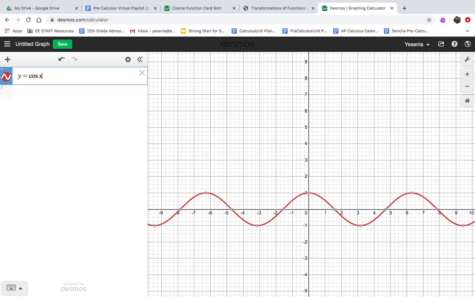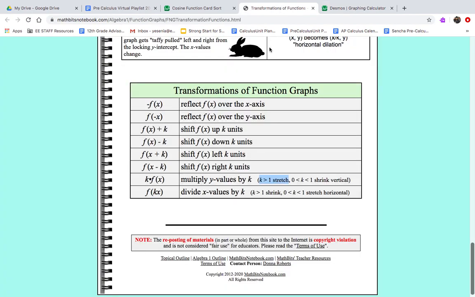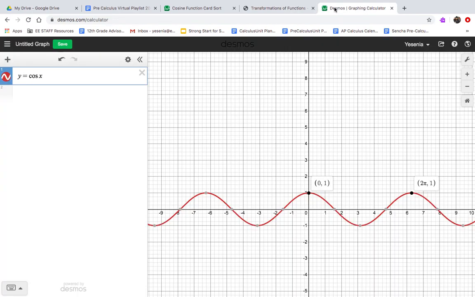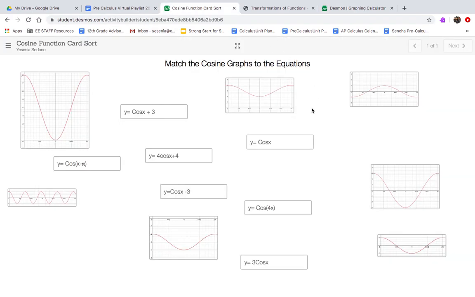But I definitely recommend you use what you know about transformations by looking at this guide. For example, we know cosine starts at 1 up here on the y-axis and ends at 1 at 2 pi. So let me match up that one for you. This one looks similar to that. See, it starts at some high point and then at 2 pi ends.